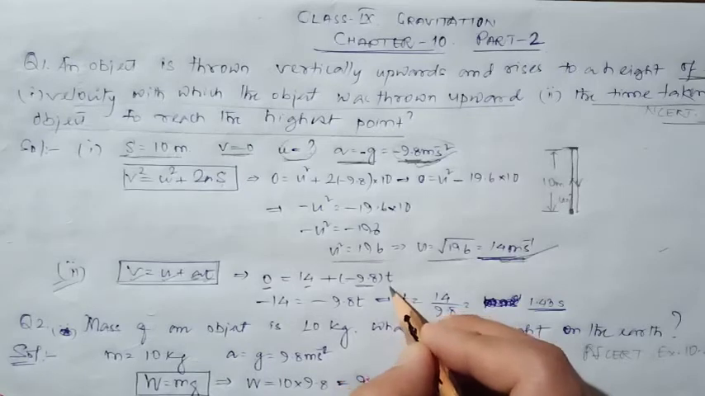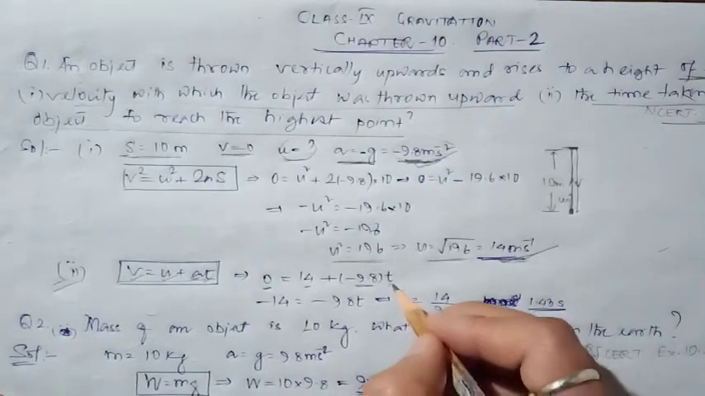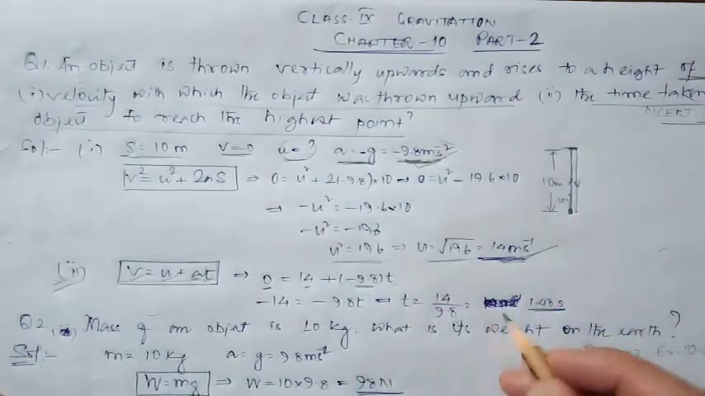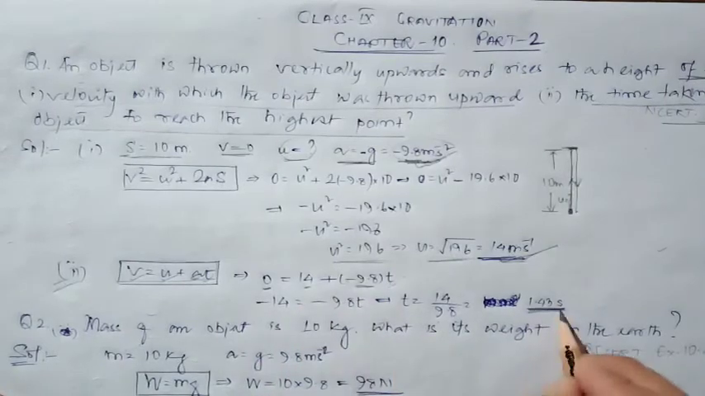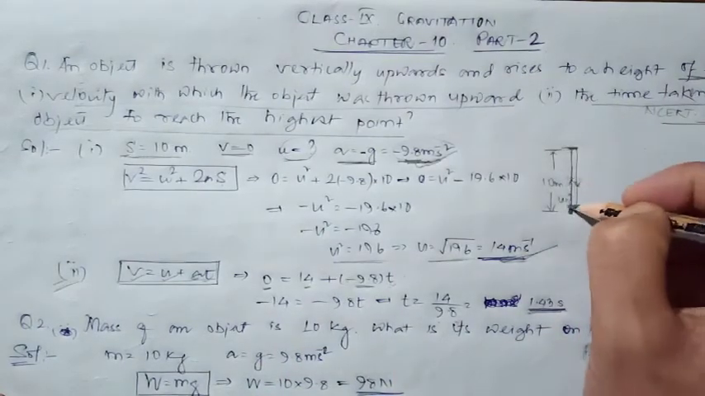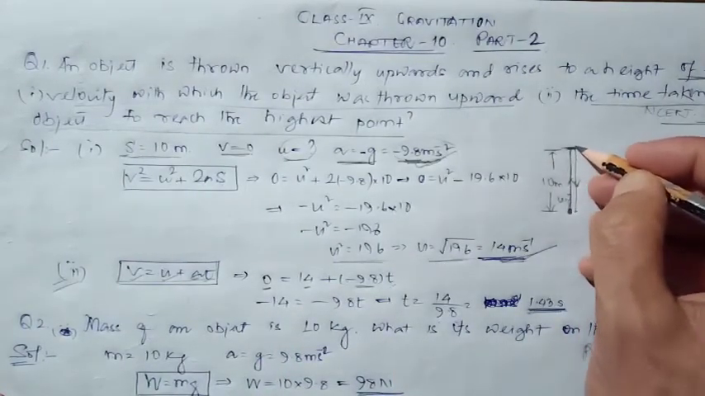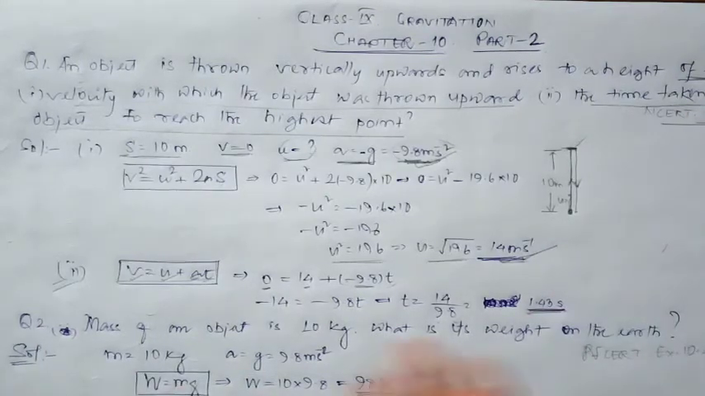And the time. This is the time that we want to calculate, means the time taken by the body to attain the maximum height. So if you simplify this, you'll get the value of time as 1.43 seconds. That means the body took 1.43 seconds to reach the maximum height. So students, I hope you understood this first problem. Now let's move on to the second problem.